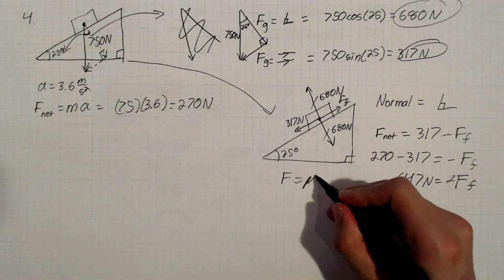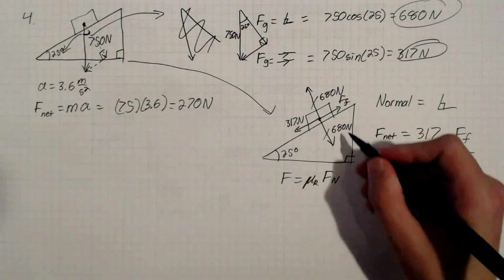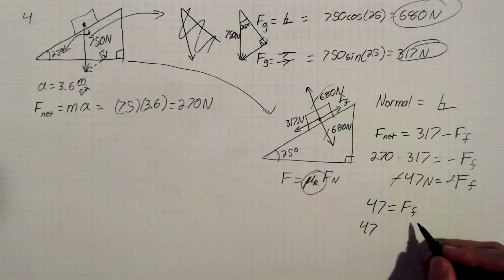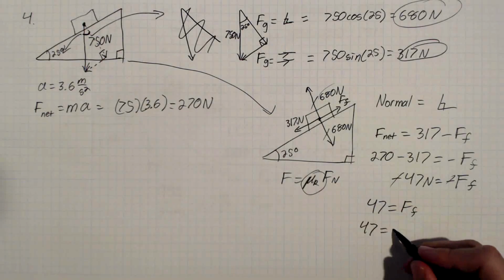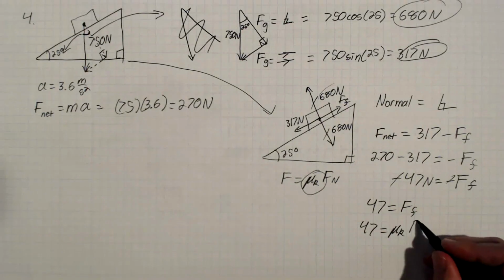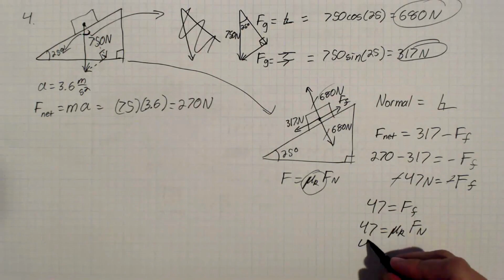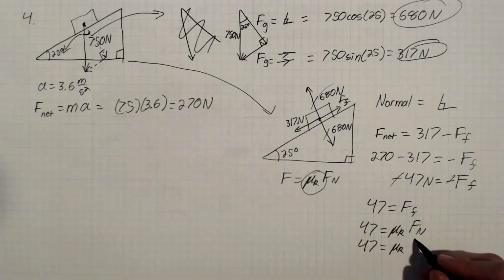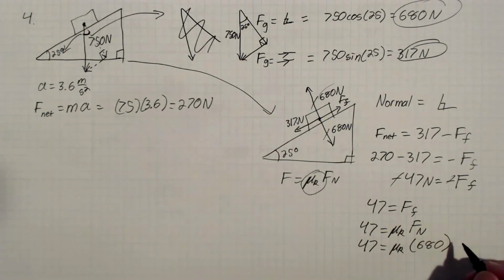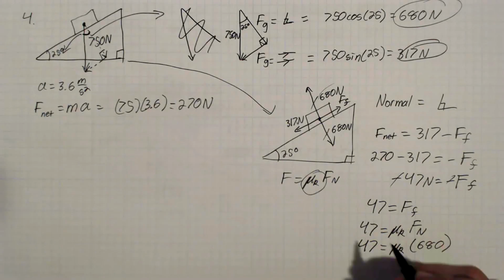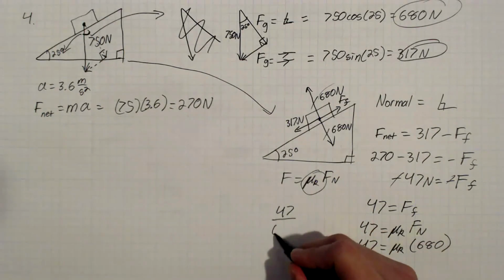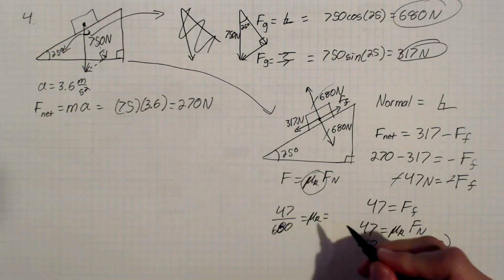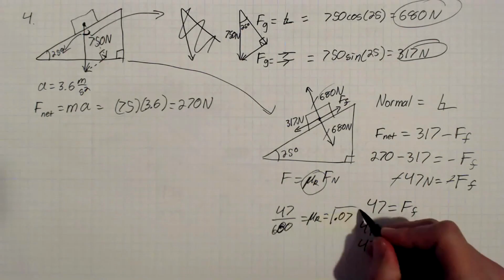and since we know that friction equals mu times normal force, and we know our normal force, we can figure out this. So 47 is equal to our force of friction, which is mu times normal force. So 47 equals kinetic mu times 680. So 47 over 680 equals our kinetic coefficient of friction, which turns out to be 0.07.